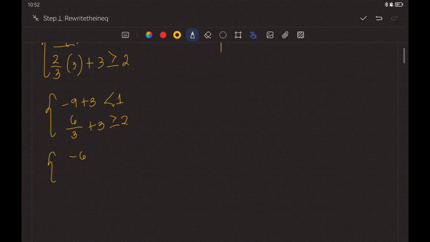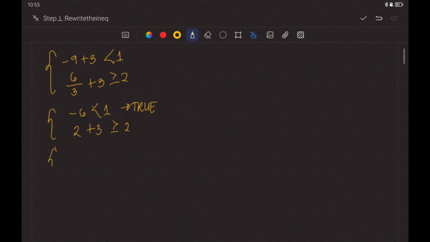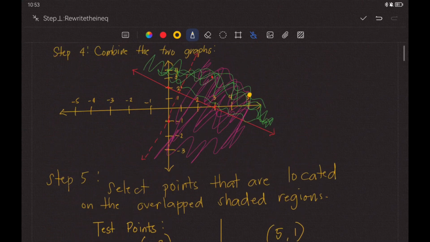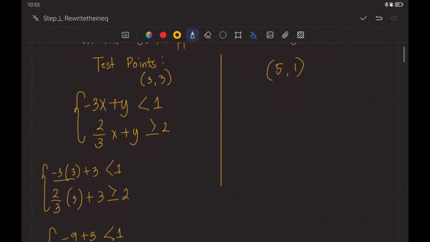Negative 9 plus 3, that's negative 6, less than 1. And this is true. 6 divided by 3, that is 2. Plus 3 is greater than or equal to 2. We have here negative 6 is less than 1. 5 is greater than or equal to 2, which makes the two inequalities true, meaning our answer or shaded region is correct. Now let's try for another test point using the same.